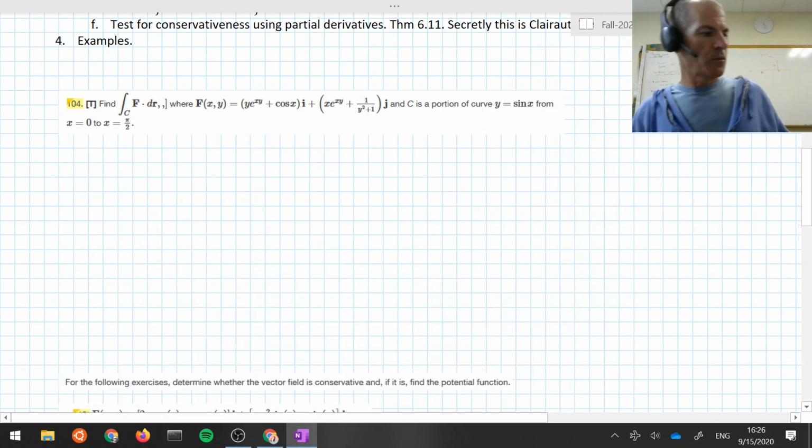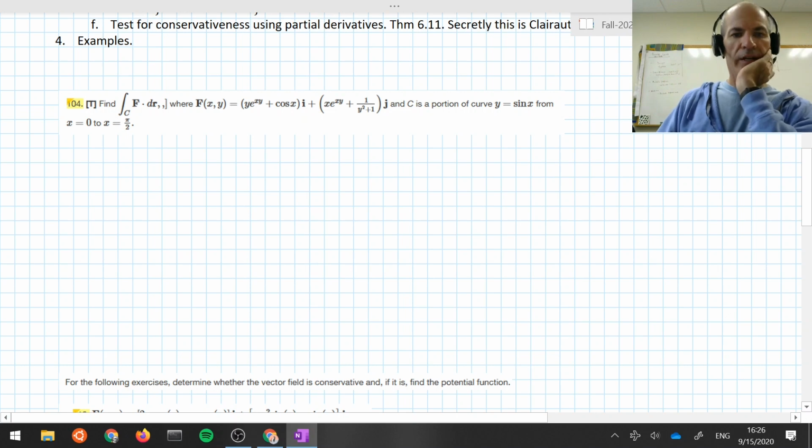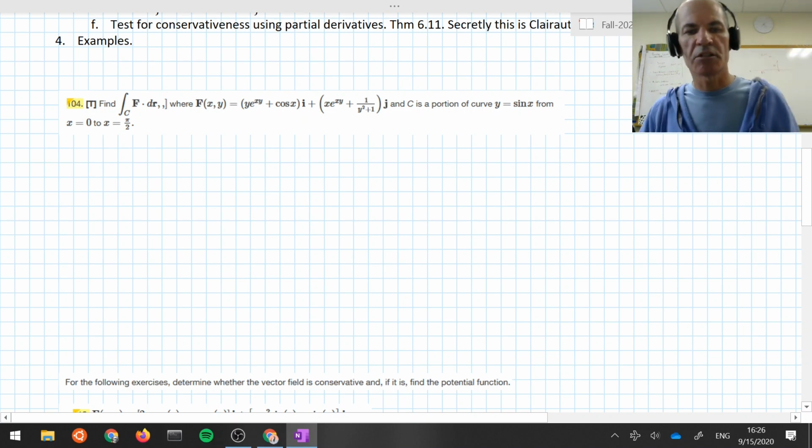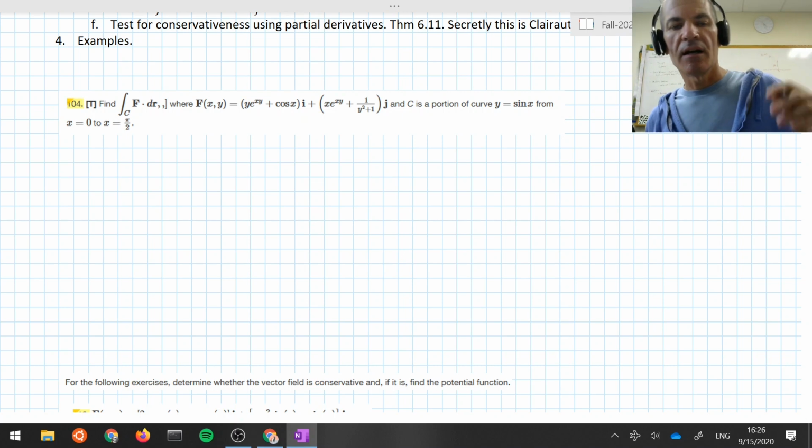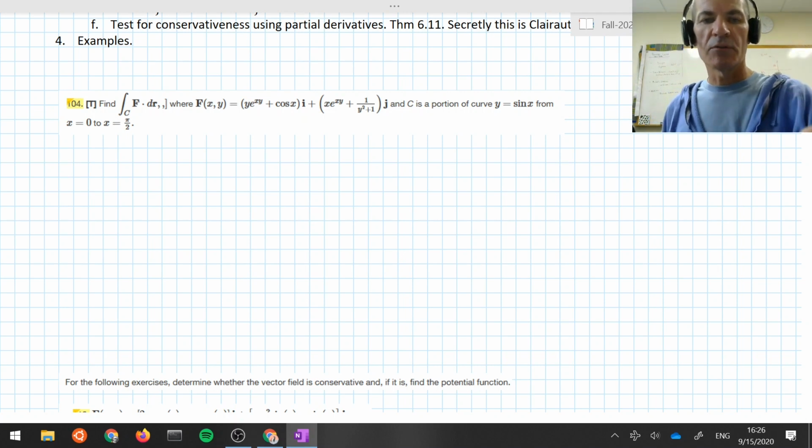All right, so in 104, we have a line integral. Ignore this little typo here, this comma and this right square bracket. I've reported it to the textbook authors. We have this function, and now that we know about conservative vector fields and the fundamental theorem of line integrals, before you do any work towards parameterizing C or any of that, check and see if it's conservative.